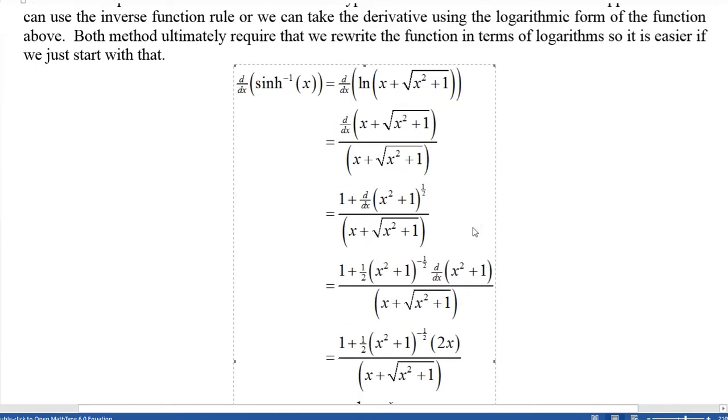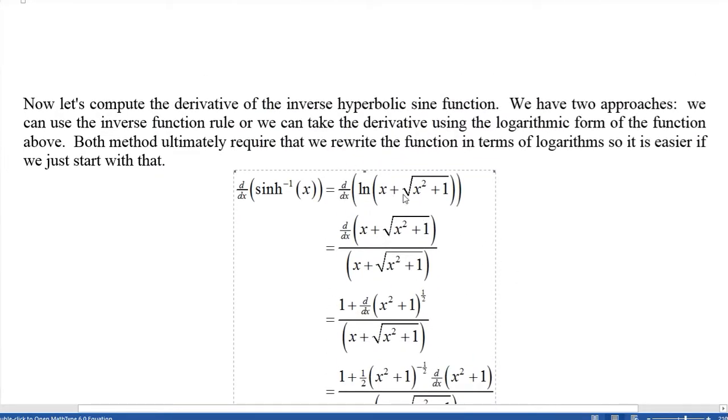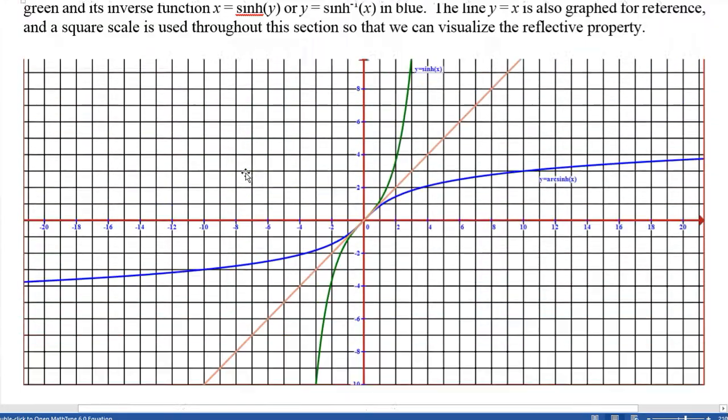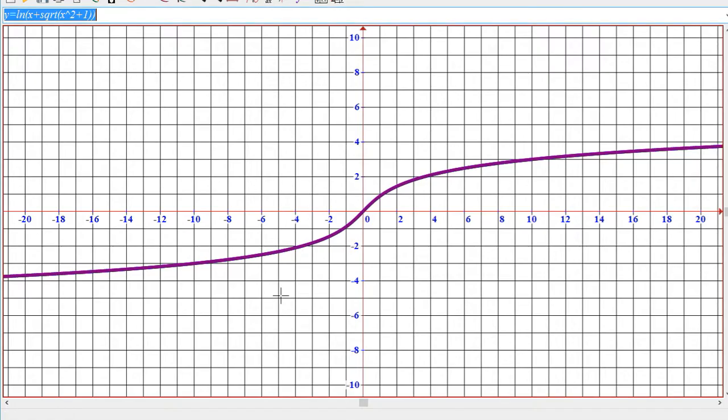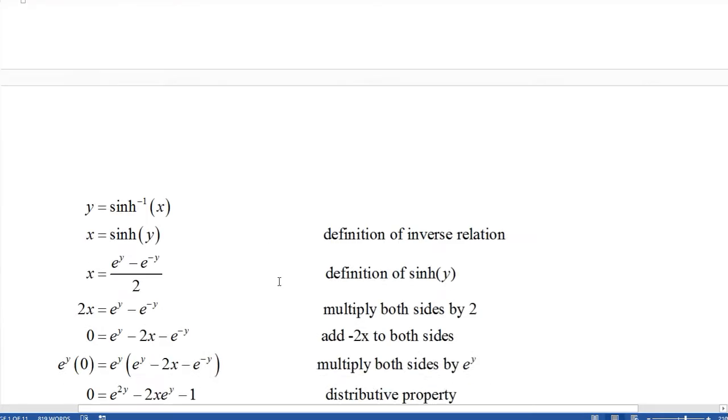Well, actually, x plus the square root of x squared plus 1. Let's see. That part there always was positive. Look back at the graph that we looked at here, or we've got it in Graphmatica. Notice that no matter what you put in for x, this thing is defined, so that means you're taking the logarithm of a positive number. So in fact, the domain is all real numbers, so it's not something we actually have to worry about here. Okay, so where are we?